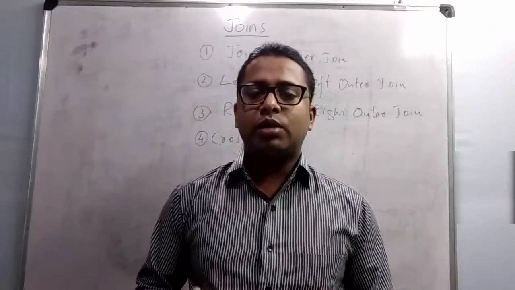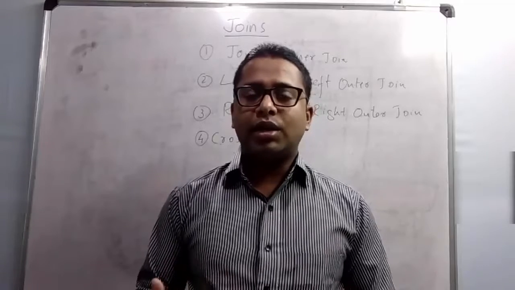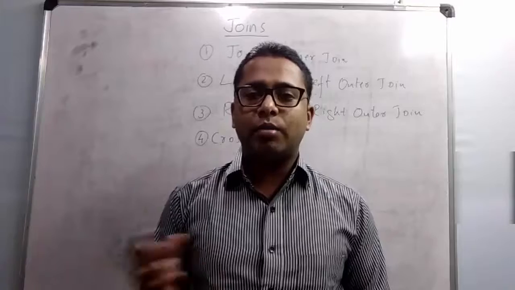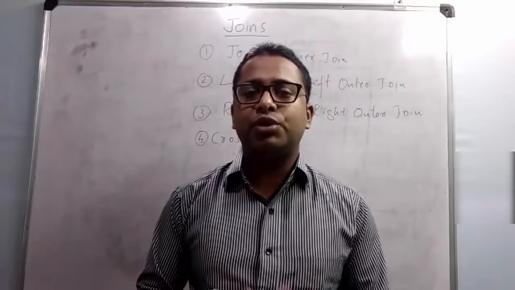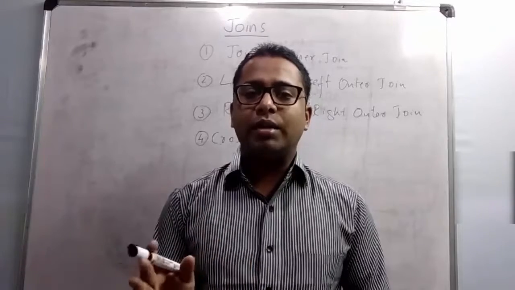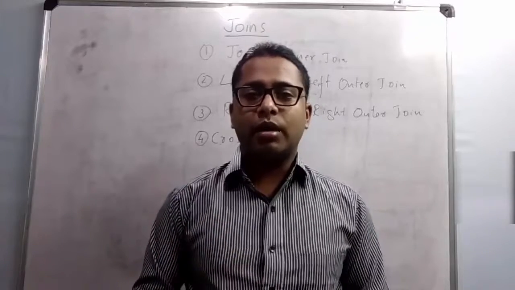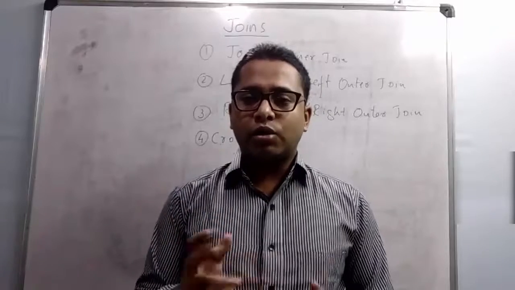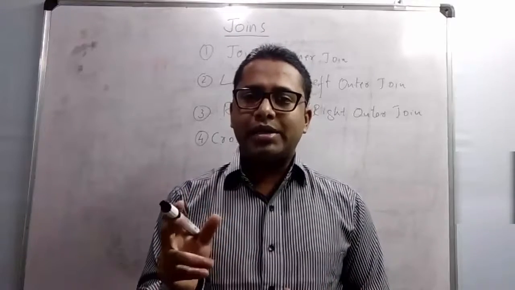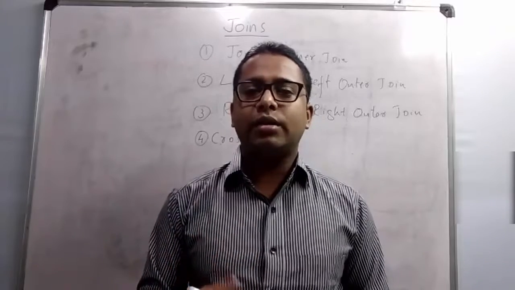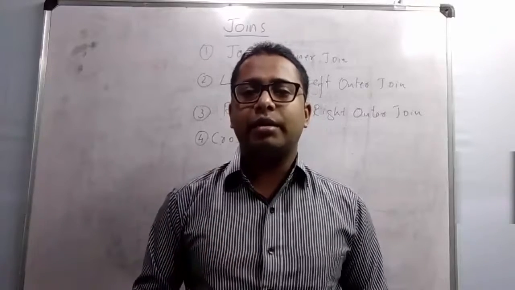In this video, we are going to discuss joins. What are joins, what are different types of joins, and how we can get the required data from different tables of a database with the help of joins. Joins are used for combining the records of one table with the records of another table with a common column present in both the tables. There should be a common column present in both the tables with the help of which we can get the required data from different tables in a database.